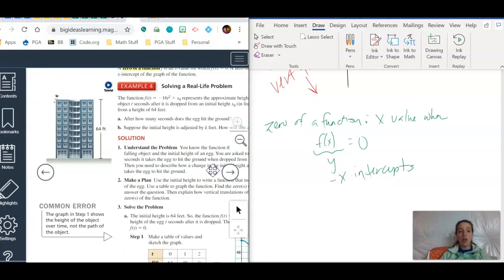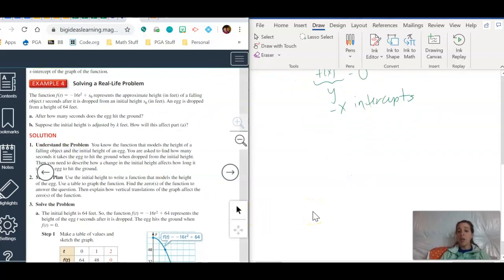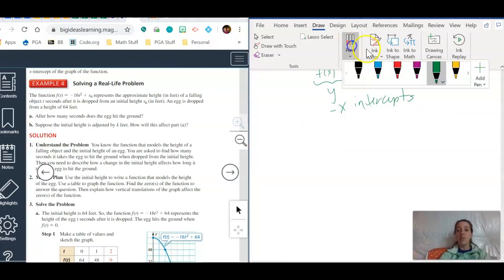So we can always draw a little lovely picture, right? So I'm dropping an egg off of a 64-foot tall building, which sounds kind of fun to me. If only I had a 64-foot tall building right now. Or an egg to spare.